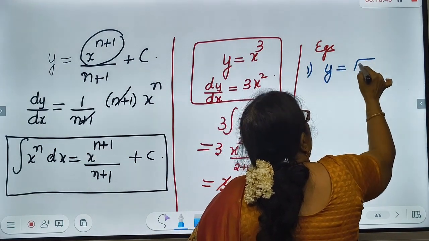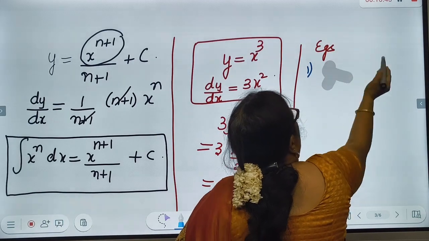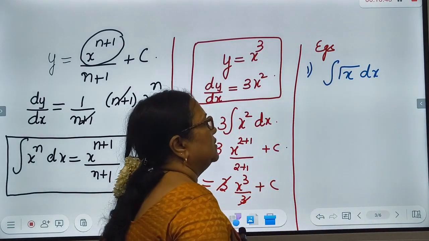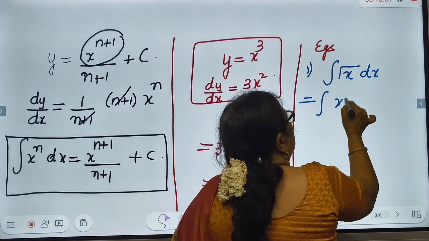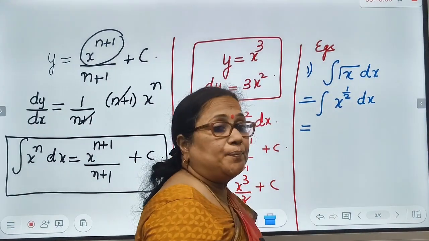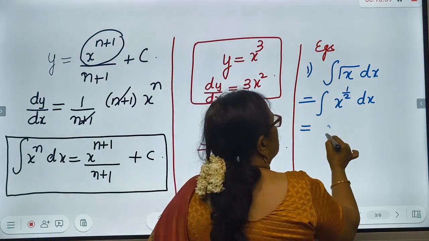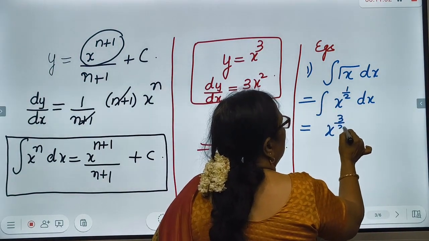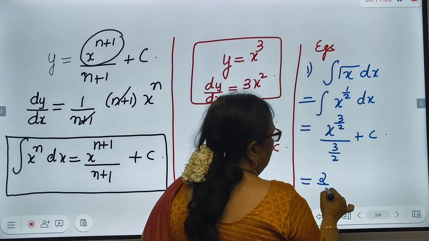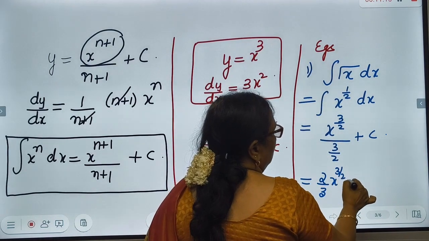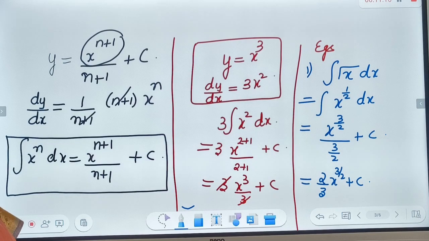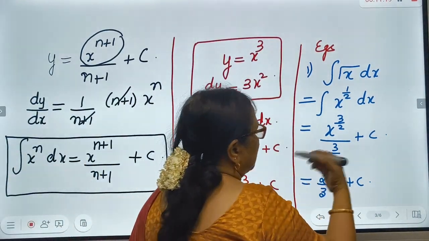Let us do the integration directly. Integral of root x dx is integral of x power half dx. Integral of x power n is x power n plus 1 by n plus 1. So this is x power half plus 1, which is 3 by 2, by 3 by 2 plus c. So this is 2 by 3 x to the power 3 by 2 plus c. So do you understand how we can integrate functions of this type x power n?